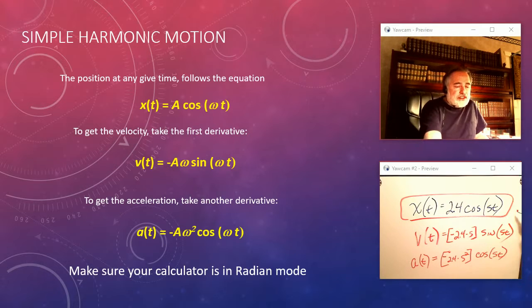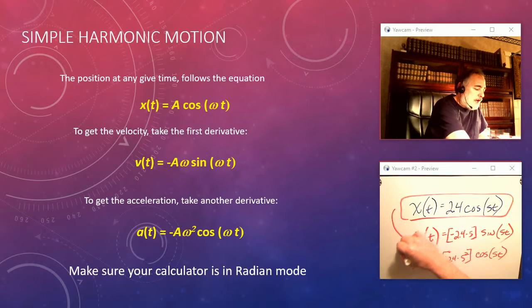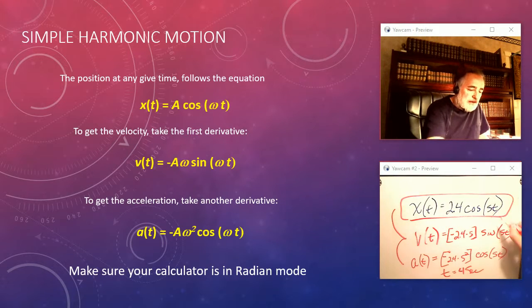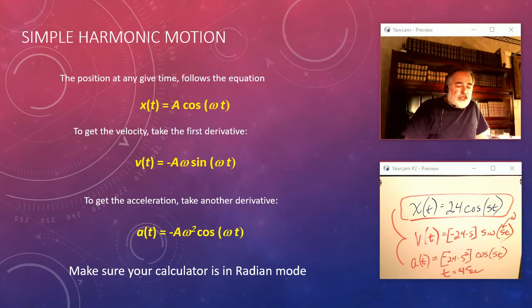So I have stepped through from the position to the velocity to the acceleration. And if asked at t equal 4 seconds, what is its position? What is its velocity? What is its acceleration? You should be able to give that for me. Make sure, since we're using a rads per second radian calculation in your sine or cosine, you want to make sure your calculator is in radian mode.